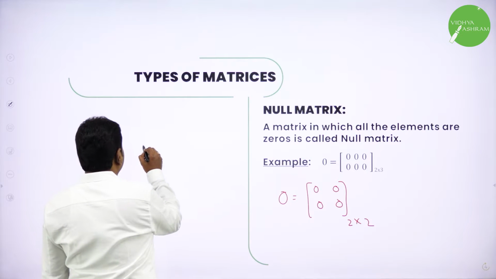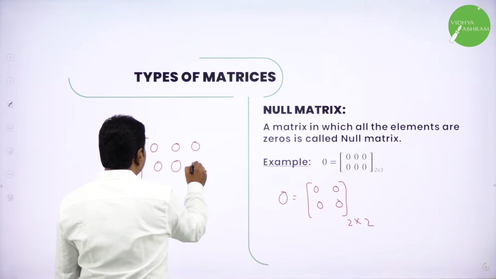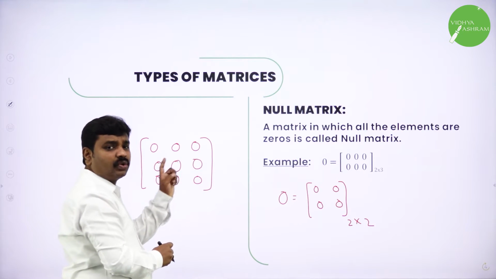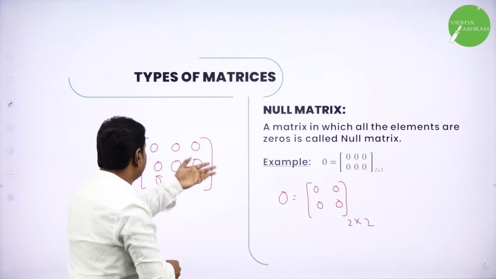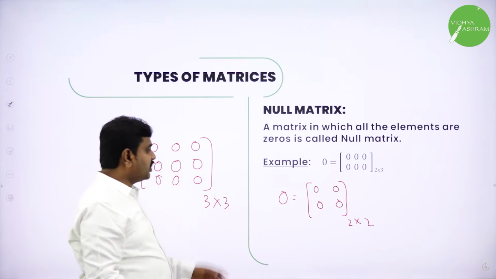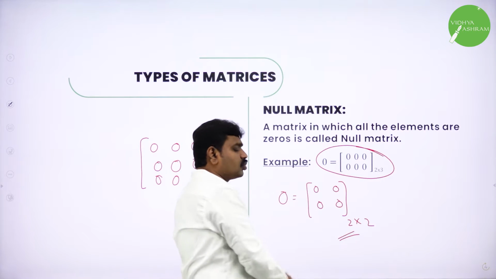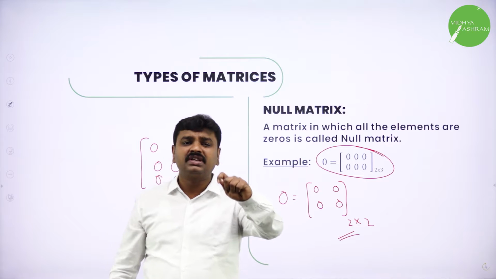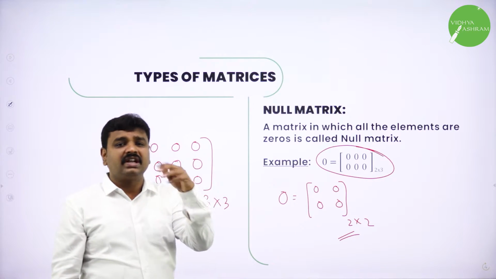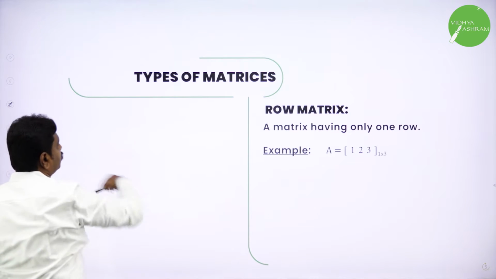So suppose I write a matrix like this: 0, 0, 0, 0, 0, 0, 0, 0, 0. What is this? This is null matrix because each entry is 0, whatever may be the order. What is the order for this? 3 rows and 3 columns. This is 3 cross 3 null matrix. The given example is 2 cross 3 null matrix. Here what I wrote is 2 cross 2 null matrix. What is meant by null matrix? A matrix in which every element is 0 is called null matrix, or we can also call it zero matrix.